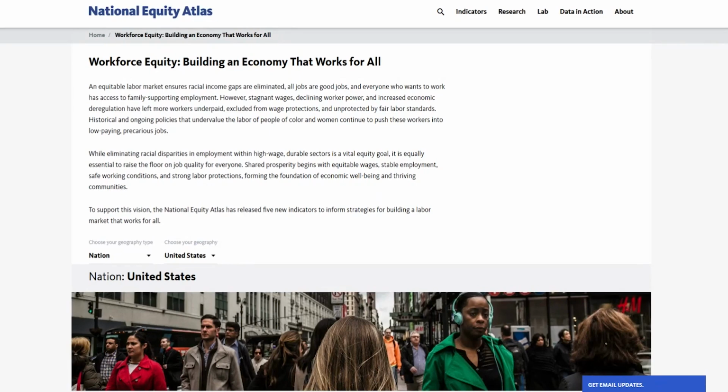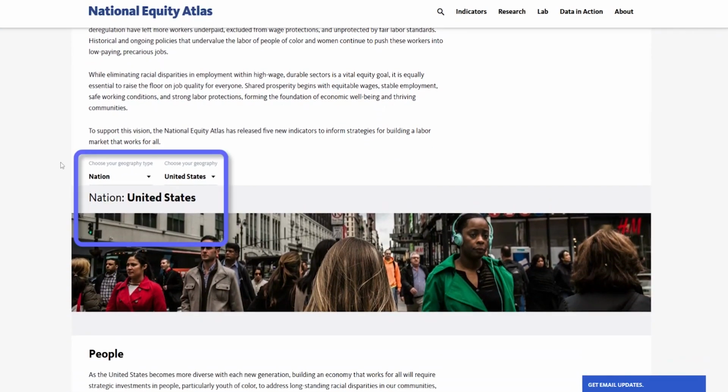As you scroll down, you'll see where you can select your geography. This snapshot is available for the country, 50 states and the District of Columbia, 150 largest metro areas, 100 largest cities, and 430 largest counties. Please note that some indicators might not be available for all geographies. For this overview, we will select the United States as our geography.